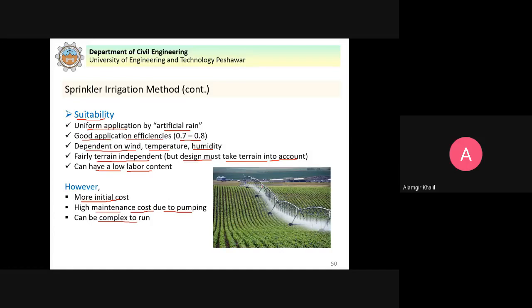You can see here that we have to design this sprinkler system keeping in view the topography of the area. So it will have an initial cost, and there will be maintenance cost for efficient running of this system to supply water to the crops. And the farmers must have the skills to use such systems.